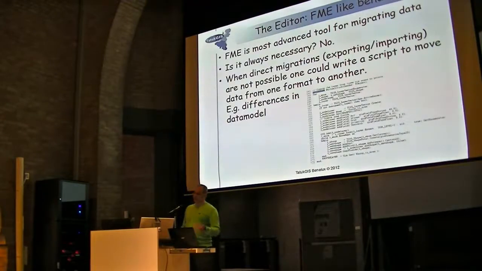And if it's not possible directly, we can still write a script. So we can still have a small script. This is an example here. It's a script in Pascal in this case. And the editor uses the full 100% API of the development kit which is underneath it. And then we can say we create a new shape, we create a point, we transfer the data, and we have it in another format.